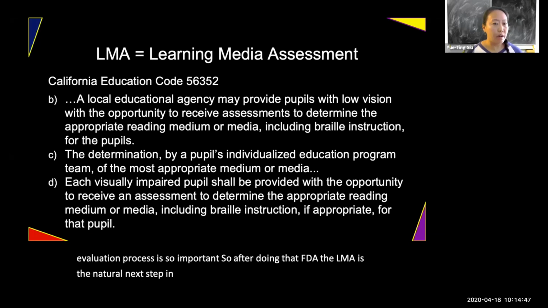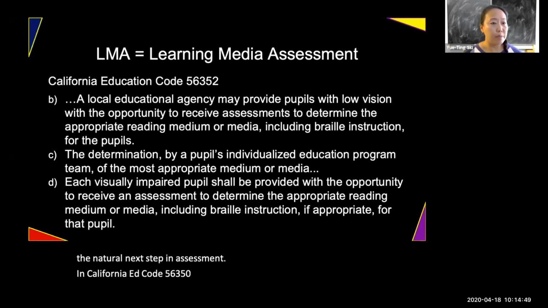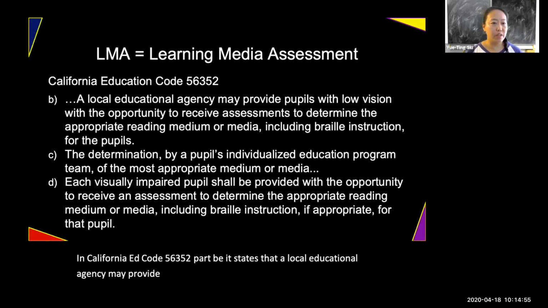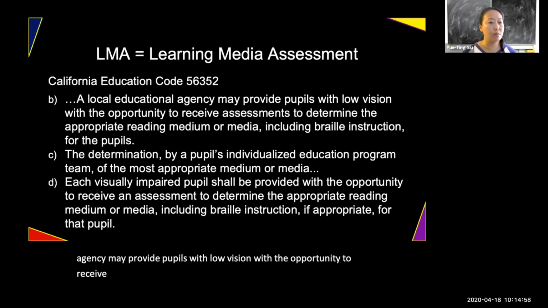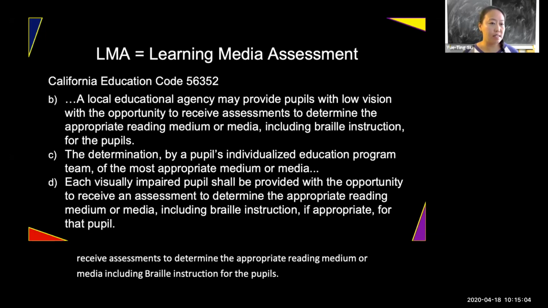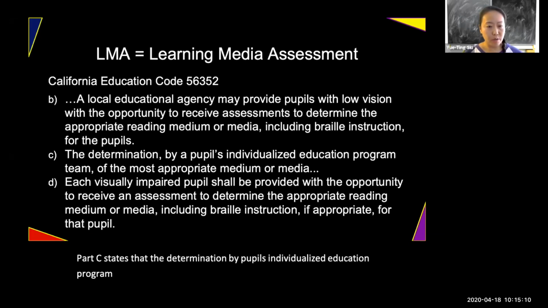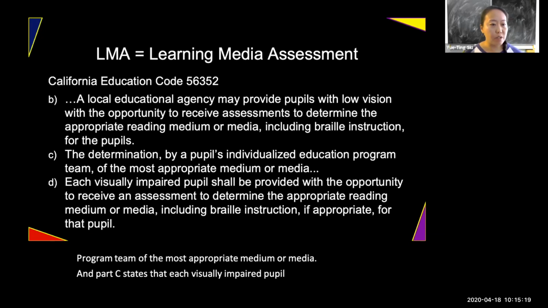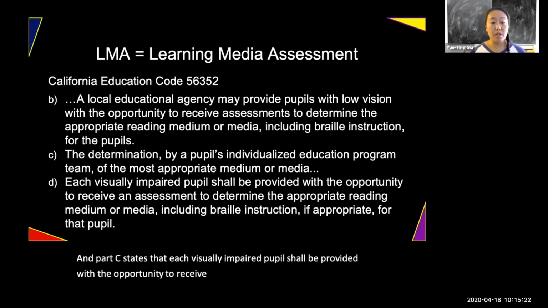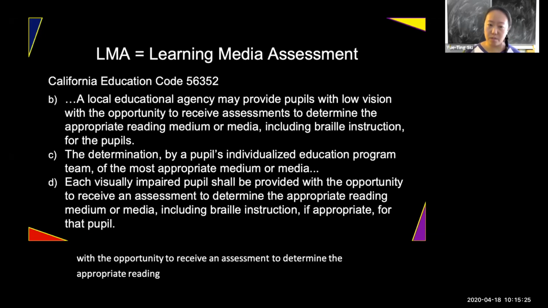In California Ed Code 56352, Part B, it states that a local educational agency may provide pupils with low vision with the opportunity to receive assessments to determine the appropriate reading medium or media, including Braille instruction for the pupils. Part C states that the determination by a pupil's individualized education program team of the most appropriate medium or media. And Part C states that each visually impaired pupil shall be provided with the opportunity to receive an assessment to determine the appropriate reading medium or media, including Braille instruction if appropriate for that pupil.